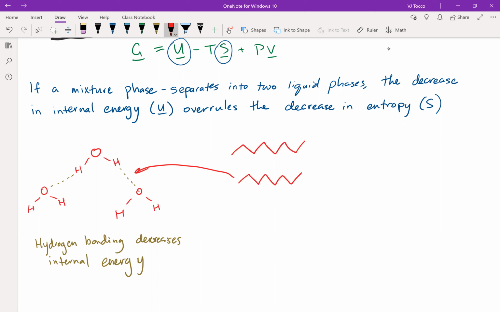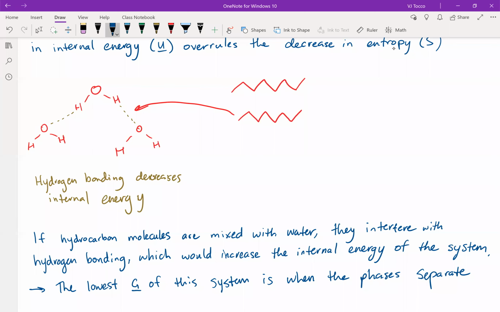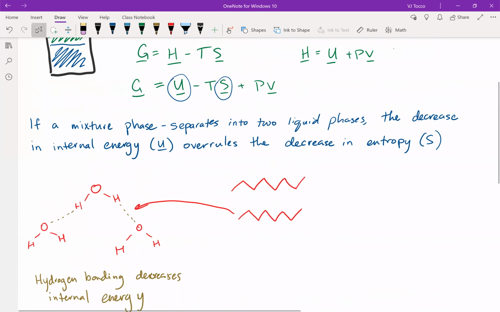So I'm going to pause and then we'll talk about equilibrium criteria for liquid-liquid. Now, temperature and pressure play a role, so it's not just entropy that is in this term, but there's a temperature as well.